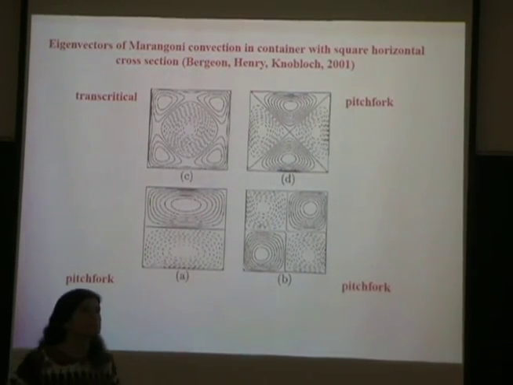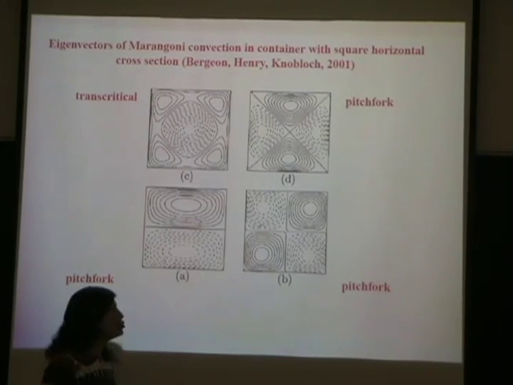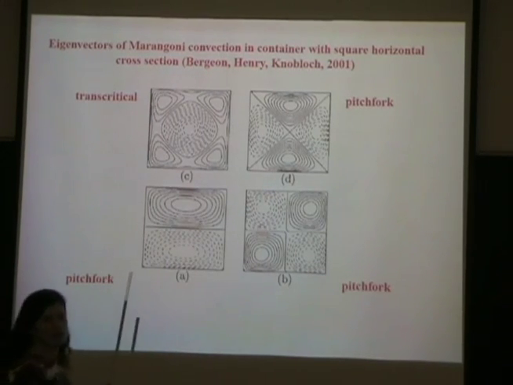Yes? What do the dashes and solid lines mean? They mean hot fluid and cold fluid, say, or fluid coming up and fluid coming down from the top. So they mean positive and negative, or hot and cold. Okay? So just by looking at these pictures, you can tell what kind of bifurcation it is.